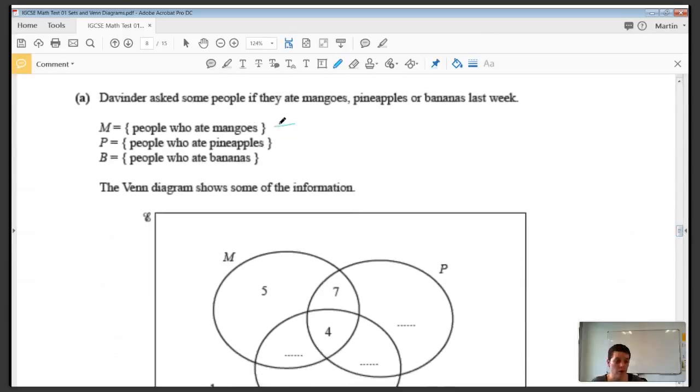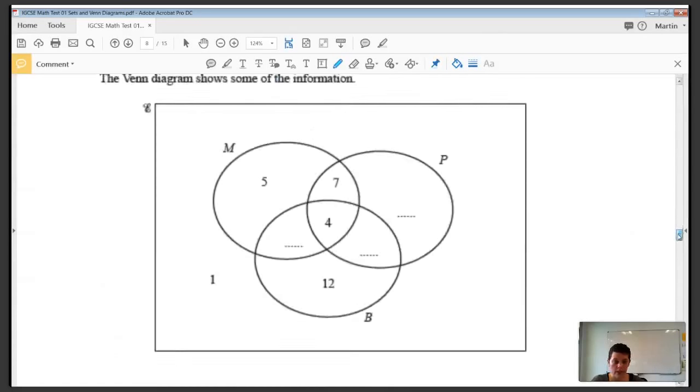M are all the people who ate mangoes. P are all the people who ate pineapples. And B are all the people who ate bananas. Then they give us a Venn diagram, but with missing information. So we're going to have to play detective a bit.